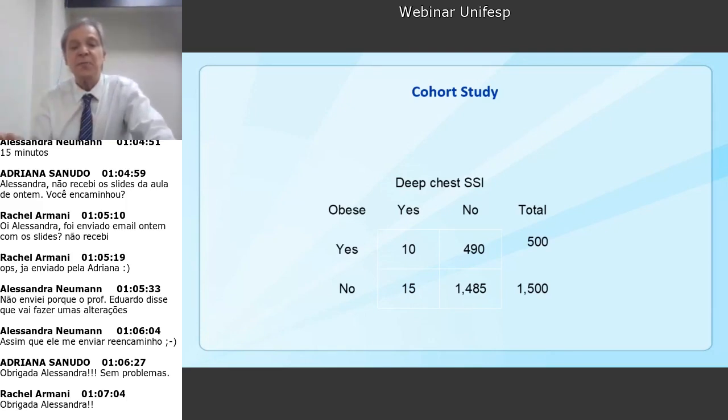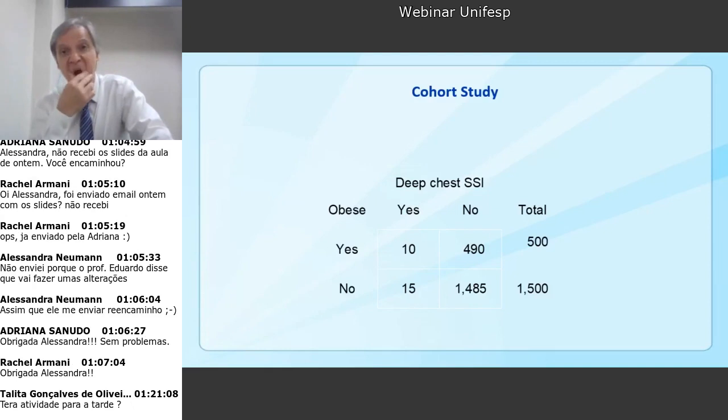So I have 500 people in the obese group, the exposed, and then I have 1,500 people in the unexposed. 10 people in the exposed group develop infection, and 15 people in the unexposed group develop infection. So 10 divided by 500, how much is that? 2.5%, right? It's about 2.5%.